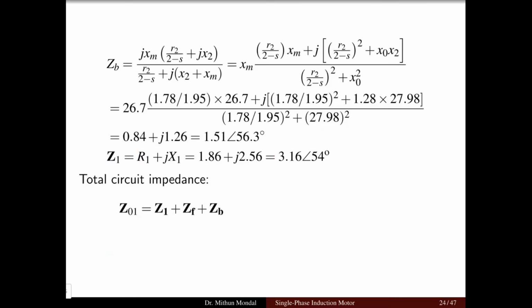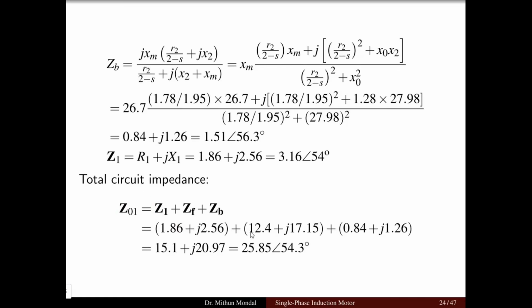Now we are in a position to find the total circuit impedance, which is Z01. It is the summation of Z1, that is the stator impedance, and the rotor impedance, which is a summation of the forward field and the backward field. We have calculated all these parameters, so we can substitute them in this equation to find the value of Z01, which comes to 25.85 angle 54.3. So this is the total circuit impedance of the single phase induction motor.